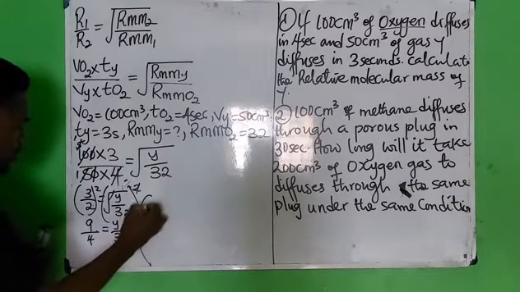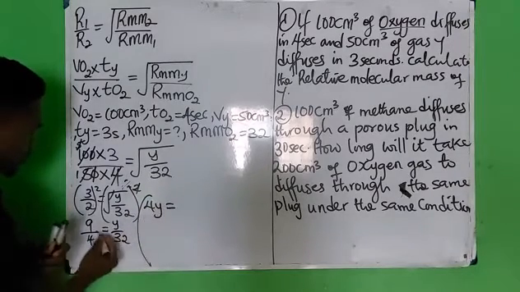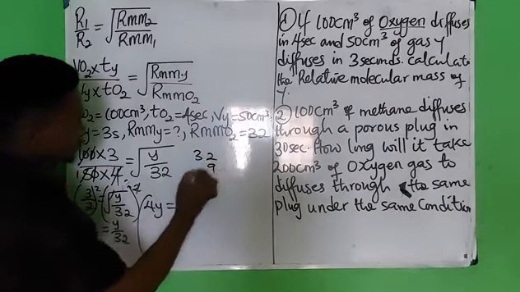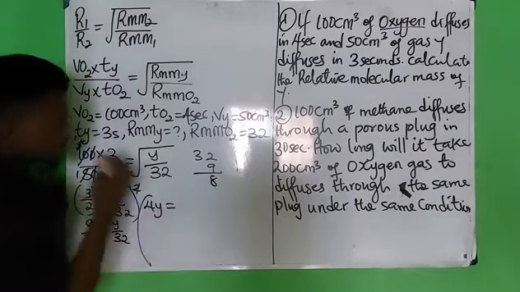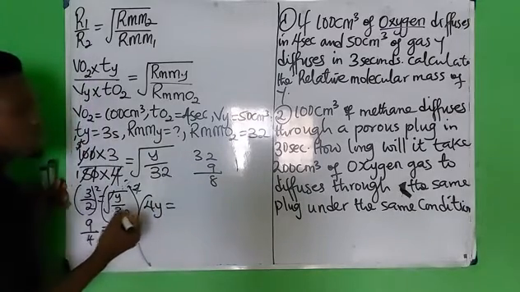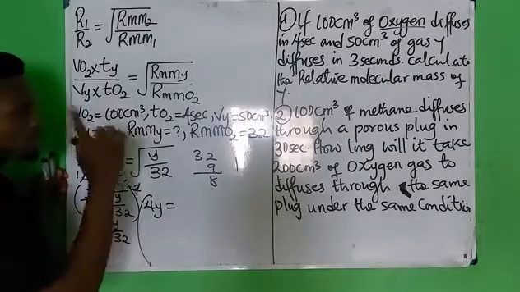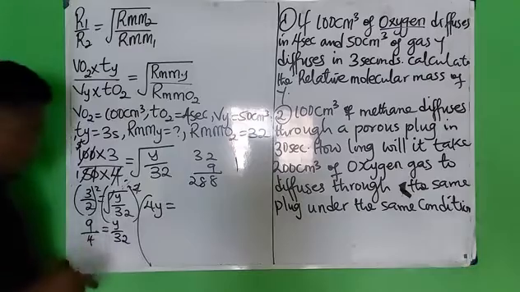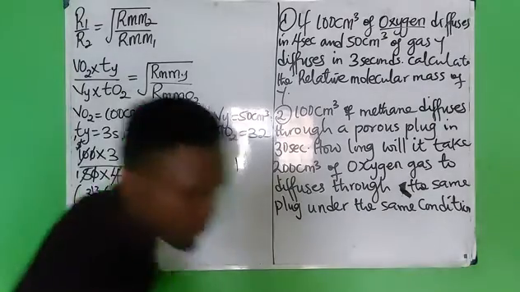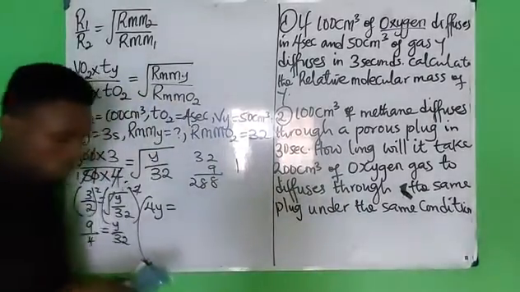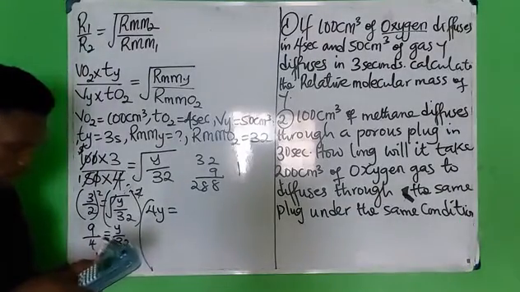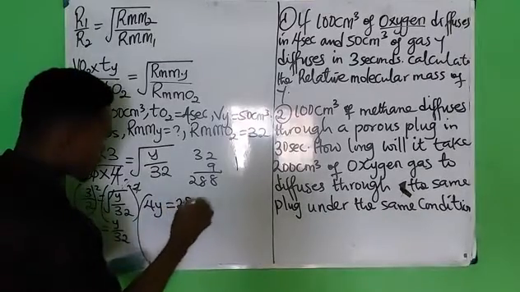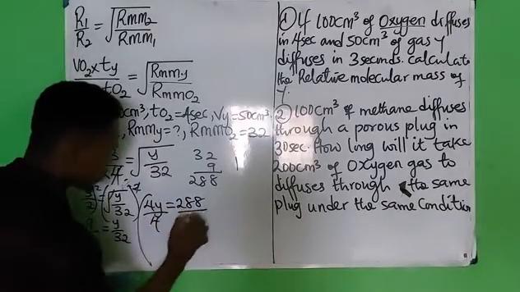So what do you do next? You cross multiply. You have 4Y is equal to what? 9 times 32 is what? 32 times 9. 2 times 9, 18. Carry 1. 3 times 9 is 27, plus 1, 28. So 288 divided by 4. So 288 divided by 4 equals 72.